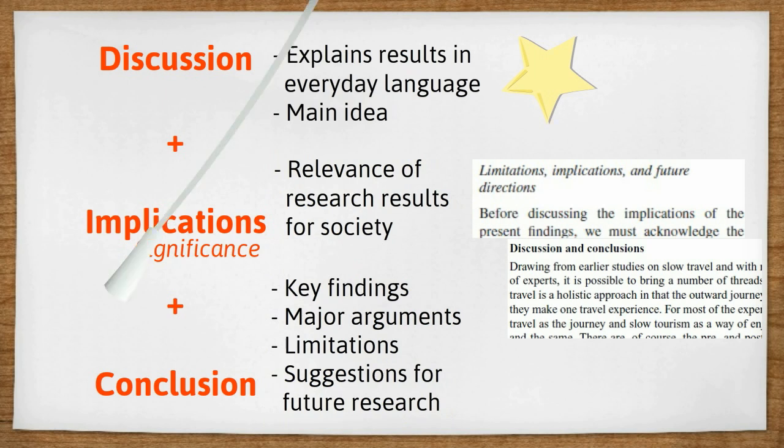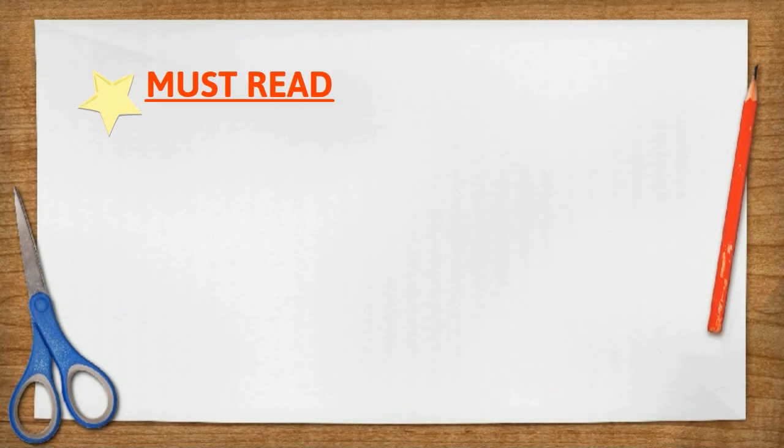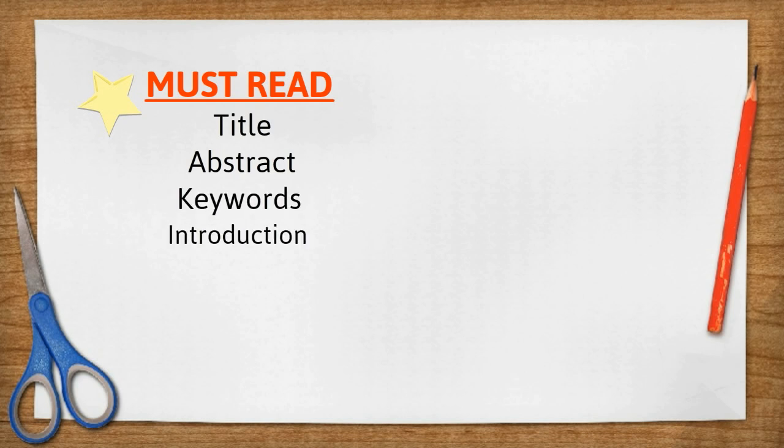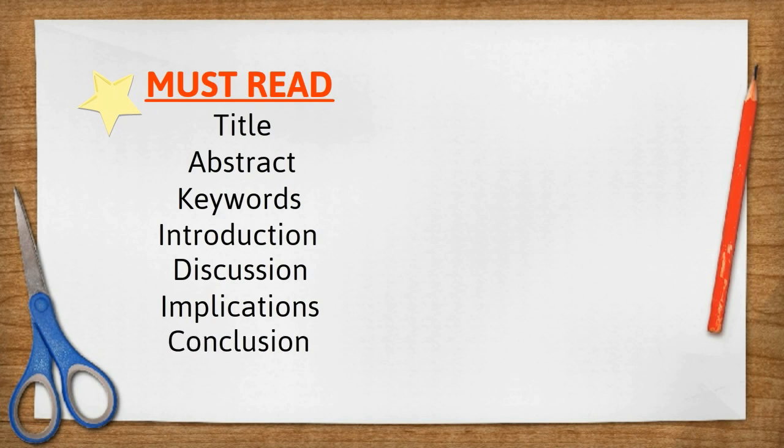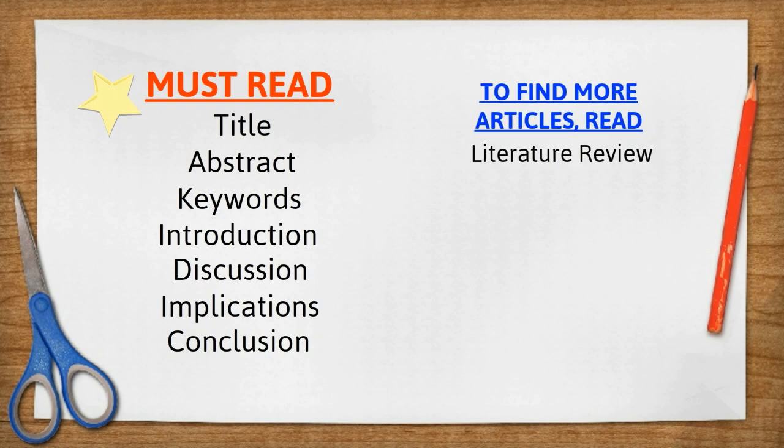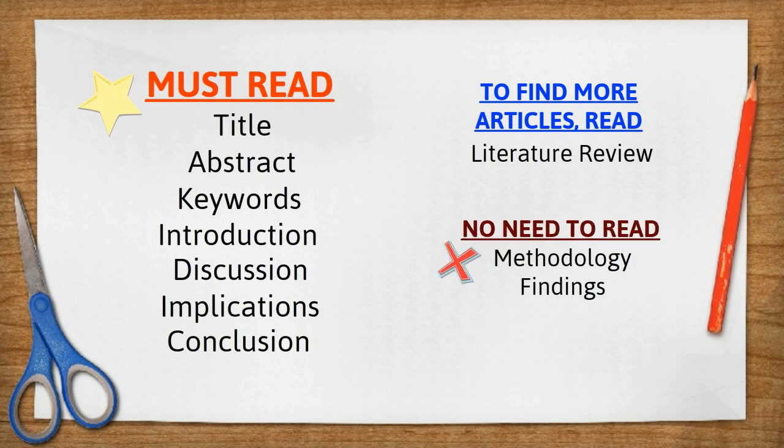Let's sum up what we have just gone through. In the must-read column: title, abstract, keywords, introduction, discussion, implications, and conclusion. In the column read it when you are interested: literature review. Methodology and findings are being put into the column of no need to read.